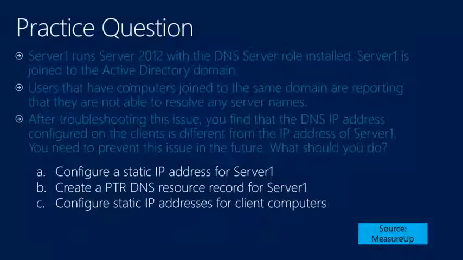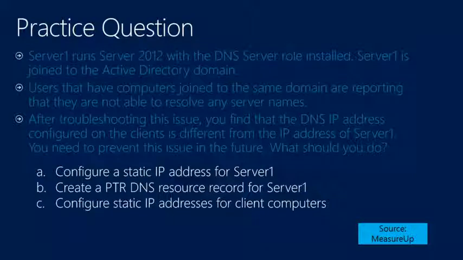Practice question, just for time, because I'm flying through this now. Server 1 runs Server 2012 with the DNS server role installed. Server 1 is joined to the AD domain. Users that have computers joined to the domain are reporting that they are not able to resolve any server names. After troubleshooting this issue, you find that the DNS IP address configured on the client is different from the IP address of Server 1. You need to prevent the issue in the future. What should you do? Anybody know the answer right away?